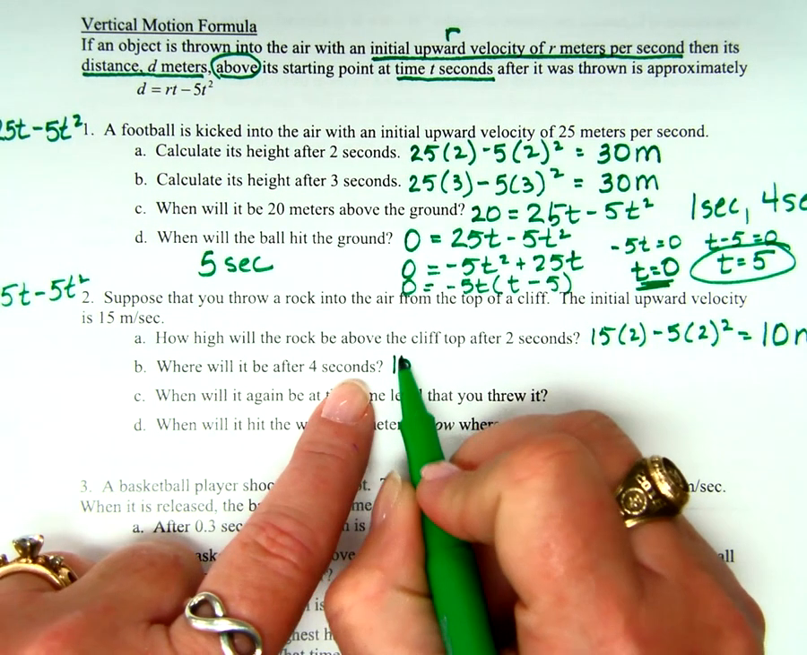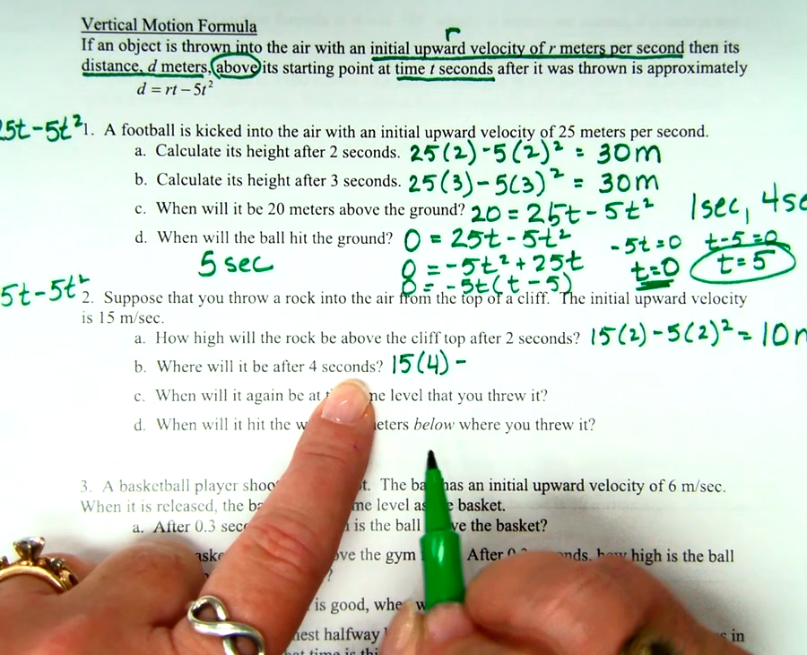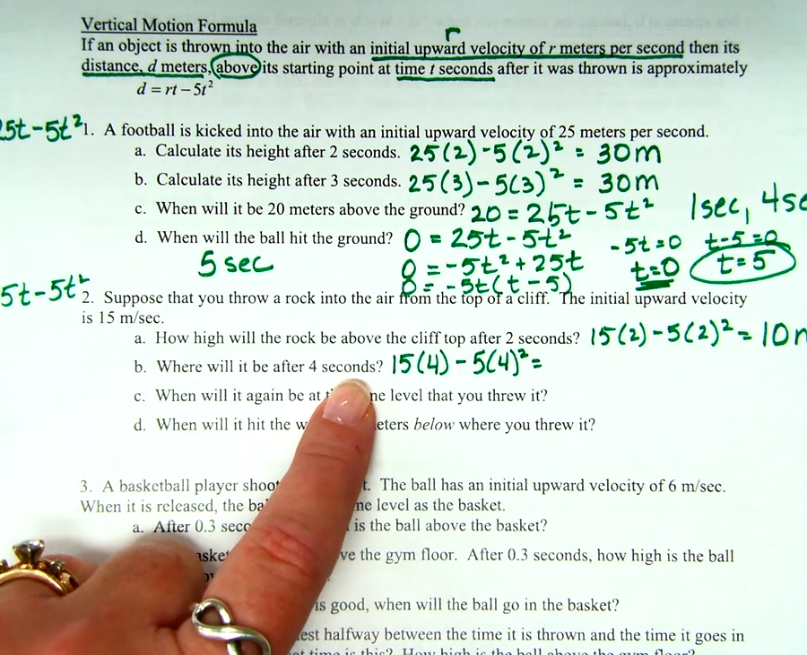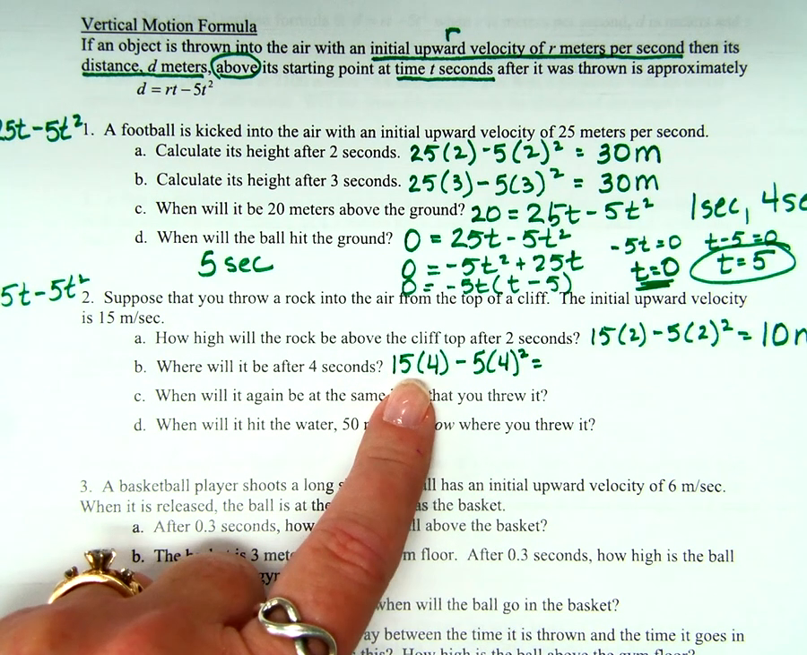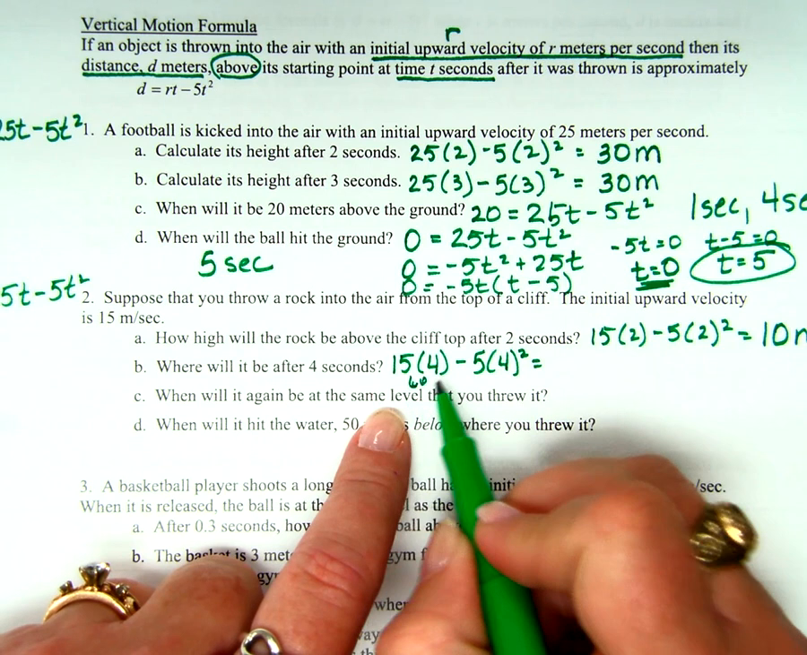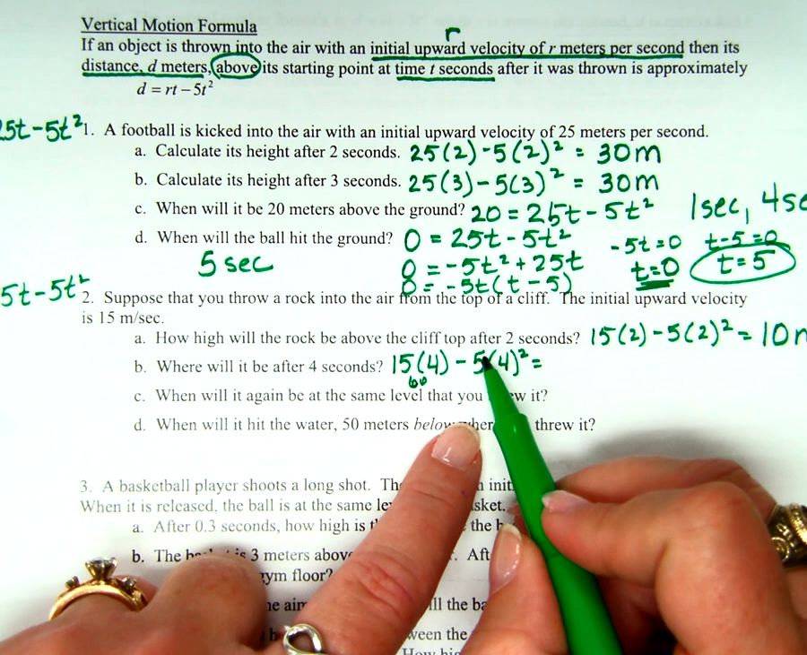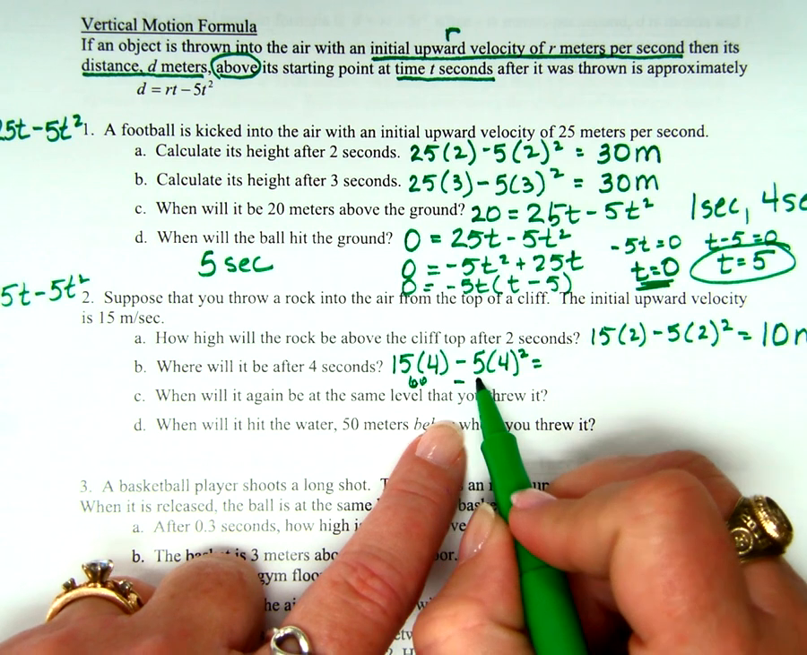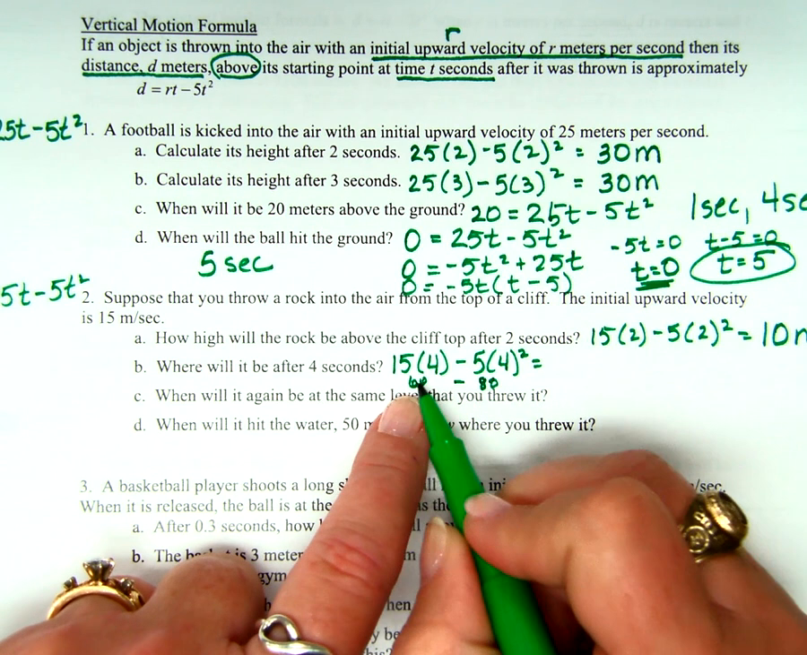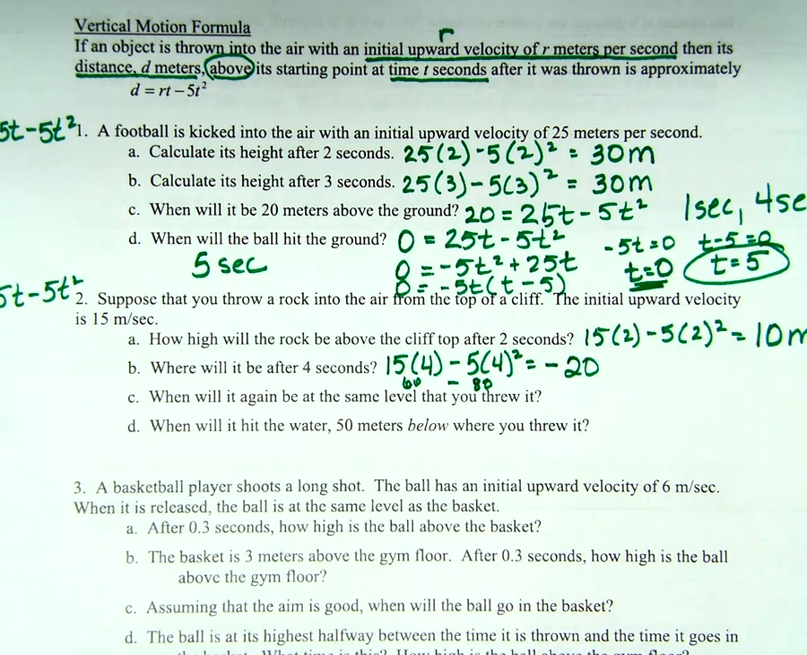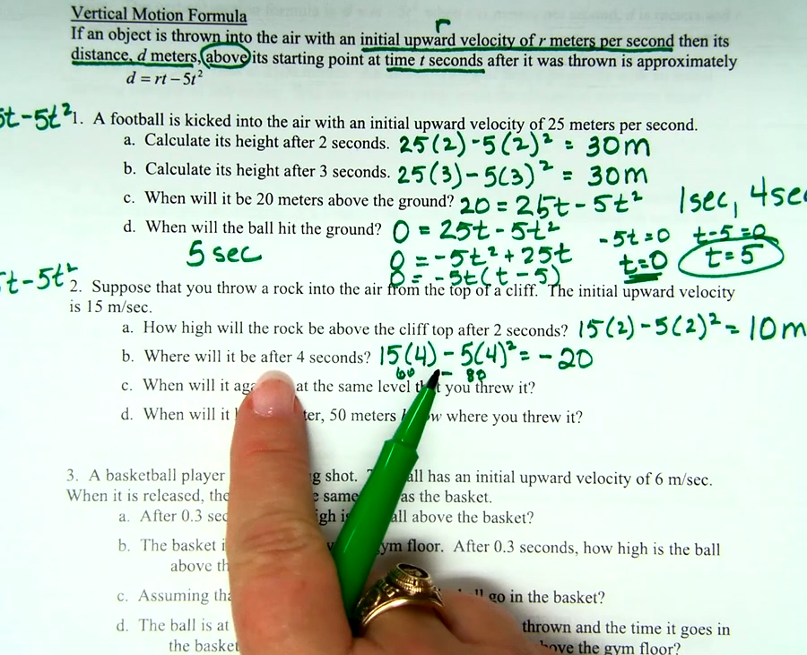Perfect. So 15 times 4 minus 5 times 4 squared. So 15 times 4, 60. 4 squared? 16 times 5, 80. 60 minus 80. What? Where will it be after 4 seconds?